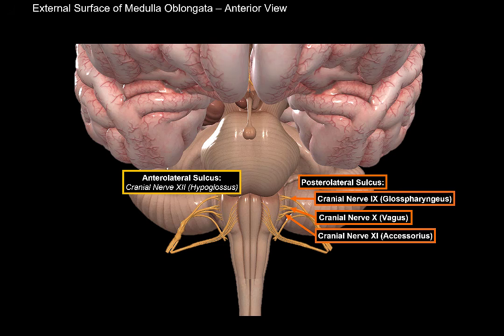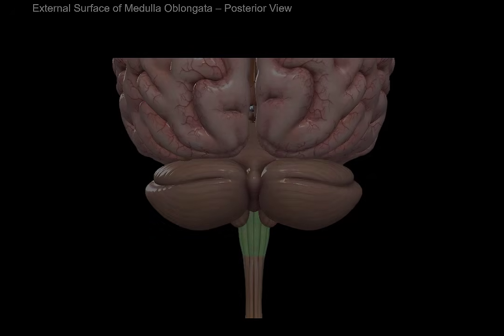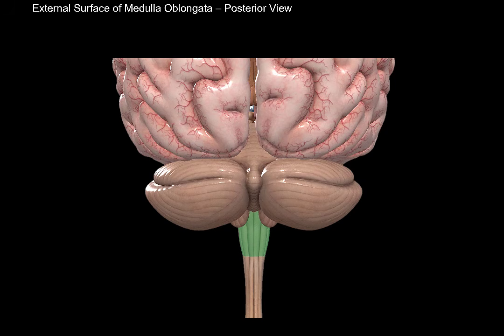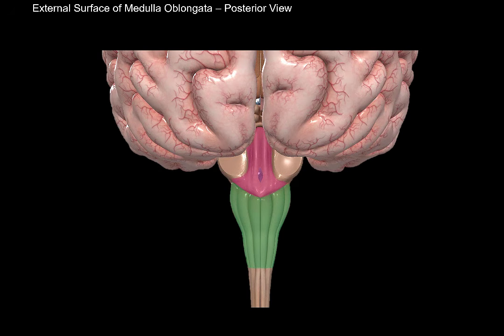So that is the anterior view. Now let's turn the picture around and look at the posterior view. So the posterior part of the medulla is highlighted here in green. And if you now remove the cerebellum, you will be able to see the rest of the medulla.